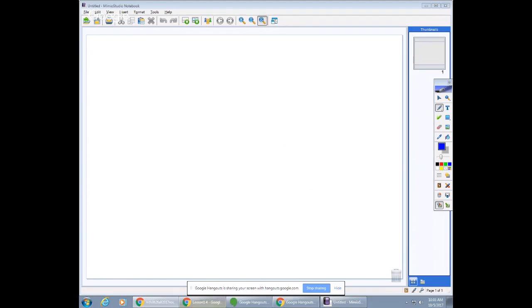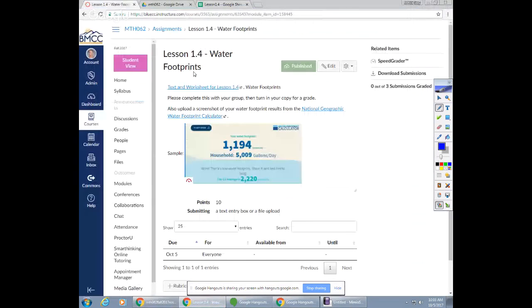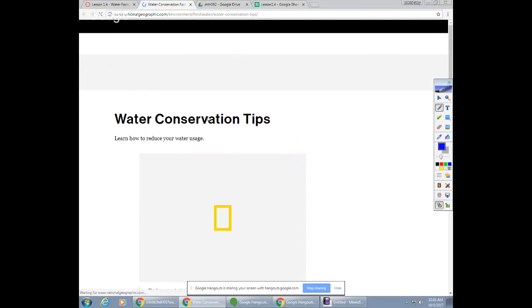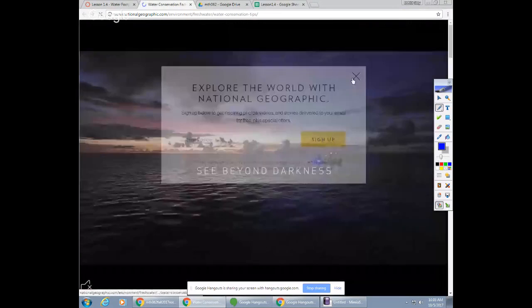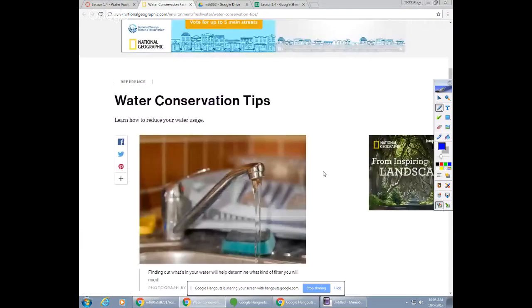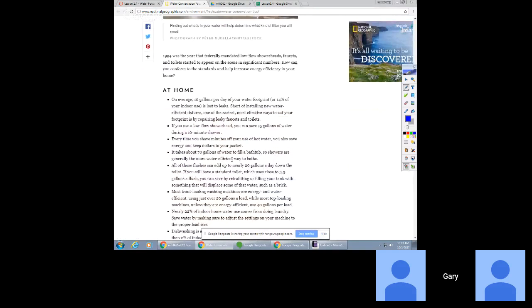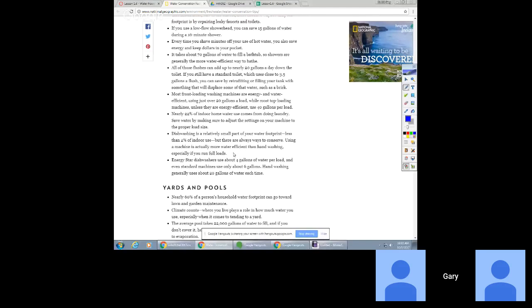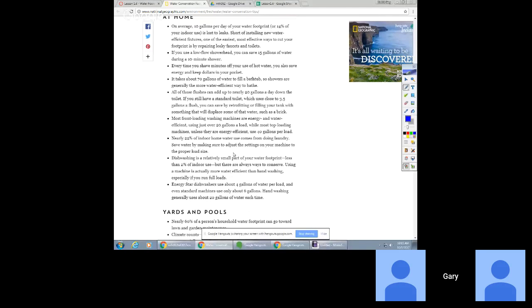So I put a link in the lesson 1.4 page, right here: National Geographic Water Footprint Calculator. I wanted to just read through this article. They just talk about water stuff. It's amazing how many people let the water run when they're brushing their teeth. We all do that sometimes. If you measure how much water that is, you lose gallons if you just don't think about it. So little things like that make a big deal.